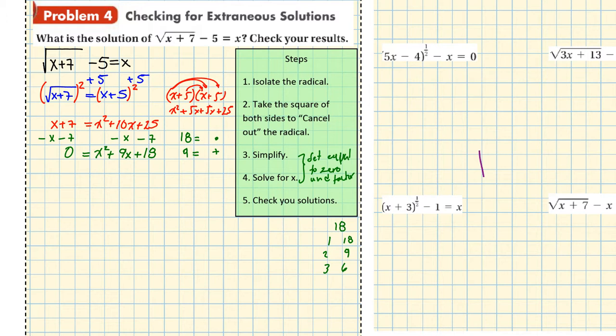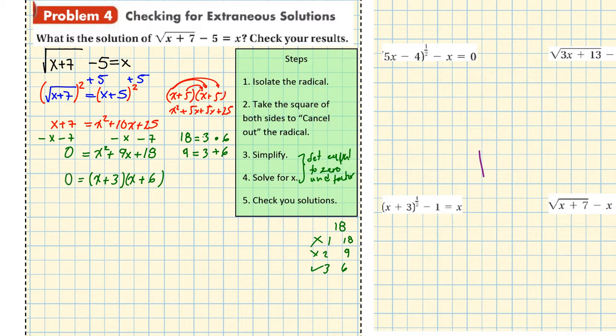1 and 18 gives you 19, so that doesn't work. 2 and 9 gives you 11, so that doesn't work. And 3 and 6 gives you 9, which is what we're looking for. So in this case, we know that it's going to be 3 and 6, both of them positive. Since there are two of them, we need two sets of parentheses. That means we're going to add a plus 6 on one of them and a plus 3 on the other. Now remember, we still need x's inside of those parentheses, and we set it equal to 0.